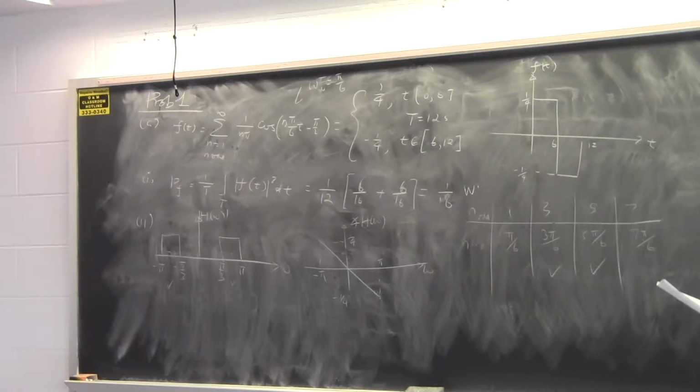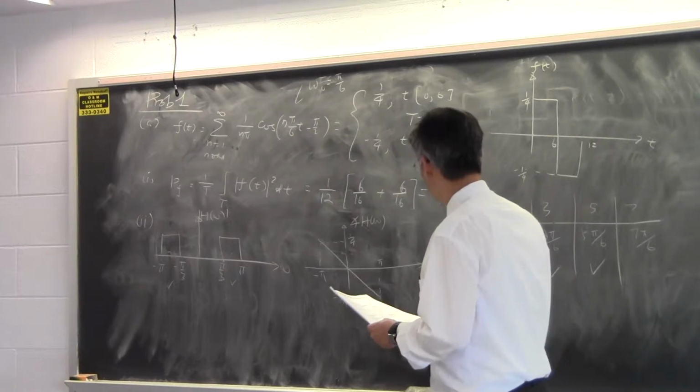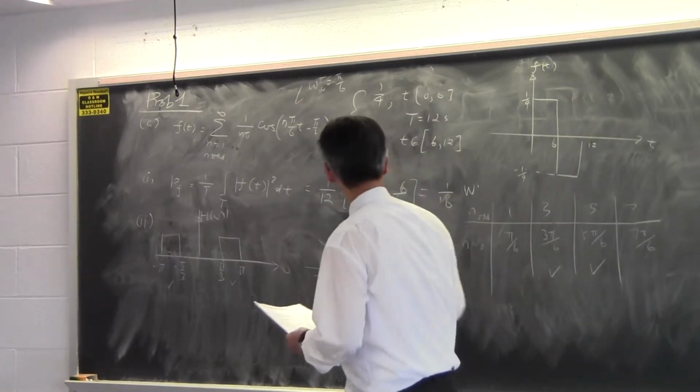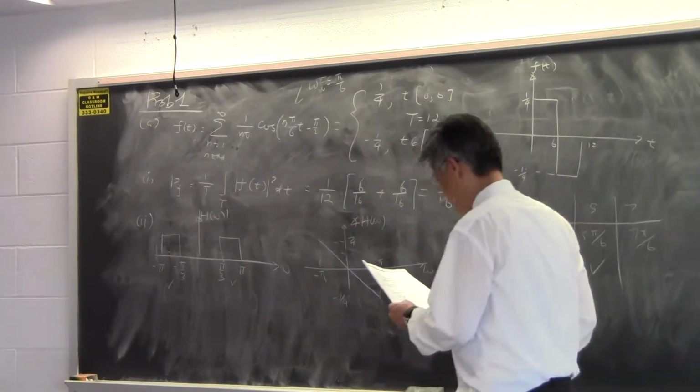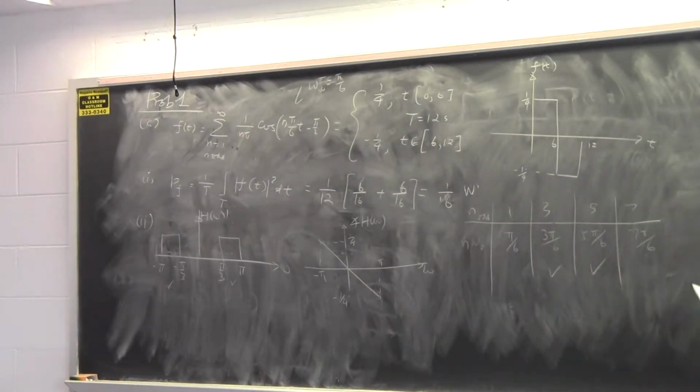So only those two harmonics will pass through. Okay? And then they will have their respective phases. You can figure out what the phases are at the two things. And then you can figure out the zero state response of this system.